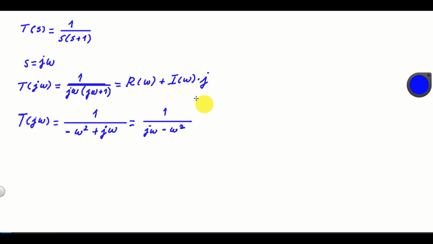Next, I want to express this whole term as the sum of the real plus imaginary part. To do that, I will multiply both the numerator and the denominator by j omega plus omega squared over j omega plus omega squared. I can do that since j omega plus omega squared in the numerator and the denominator can be simply cancelled. That is, this whole term is equal to 1. Then I will use this trick.